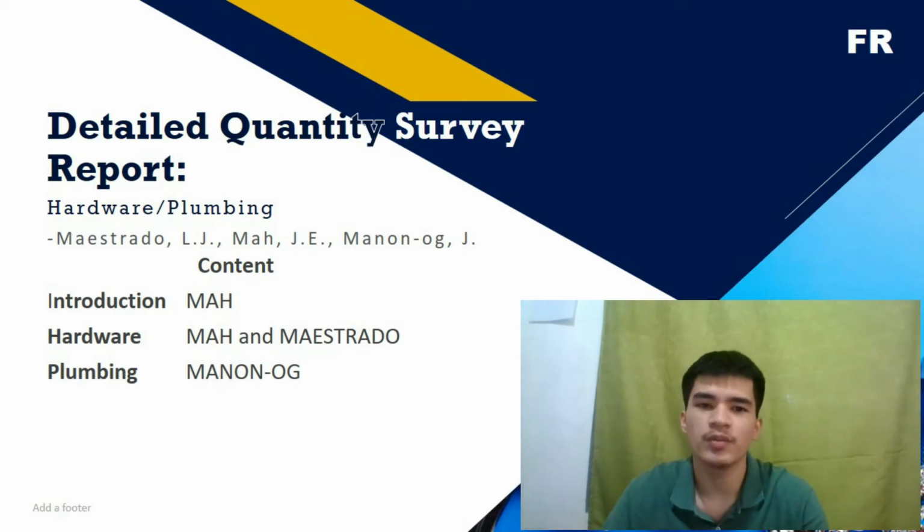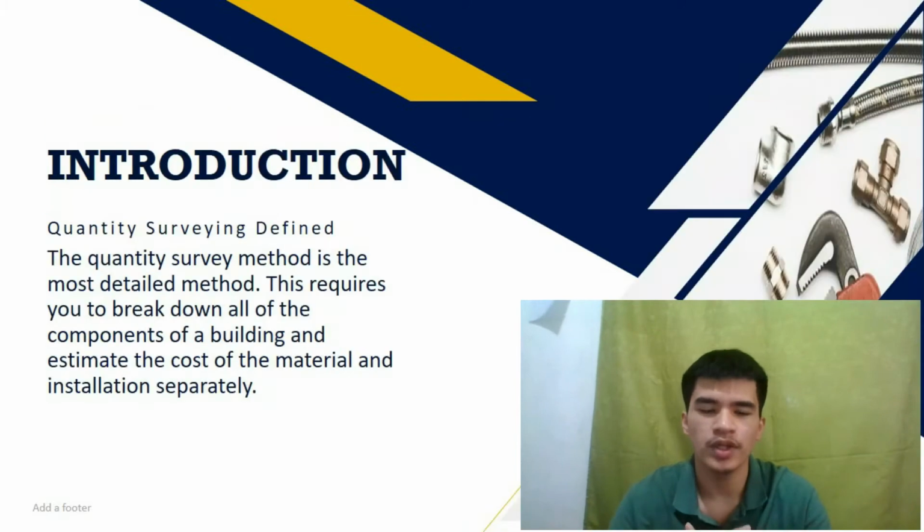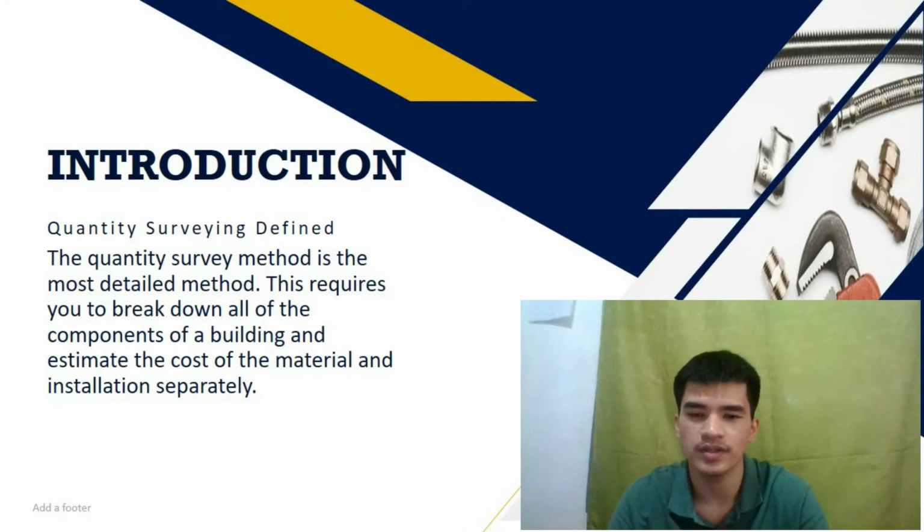So I would give a brief introduction first and then I would cover bolts. The quantity survey method is the most detailed method among the cost estimation methods because this requires the breakdown of all components of a building and estimate the cost of the material and installation properly.